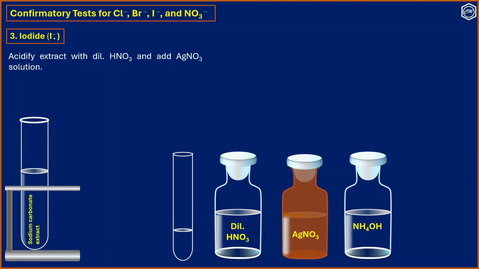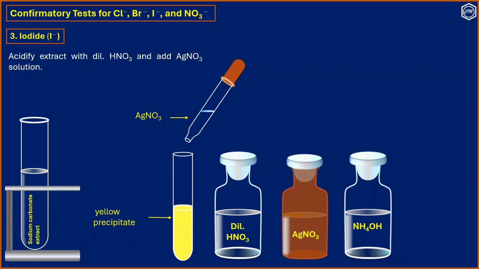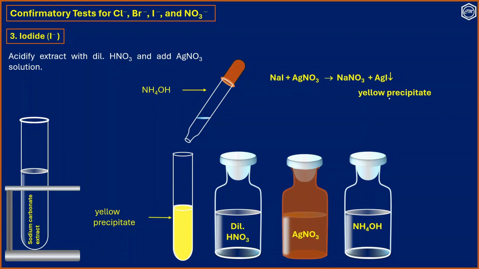The next ion we have to consider is iodide. We take about 1 ml of the extract and as before acidify with dilute nitric acid and silver nitrate solution is added. So this is dilute nitric acid. Now we add silver nitrate solution. A yellow precipitate is formed. As before, we add ammonium hydroxide to the solution, but the precipitate is totally insoluble. So when we add silver nitrate, we get silver iodide, and silver iodide forms the yellow precipitate.